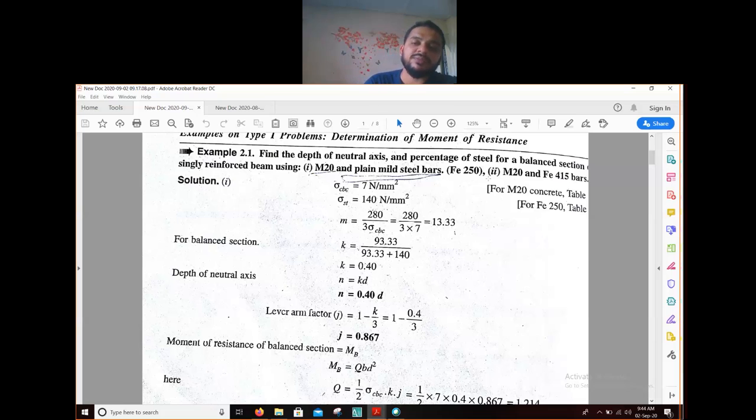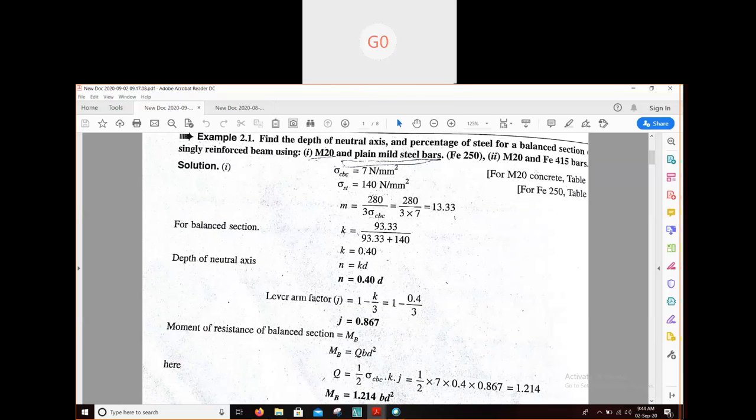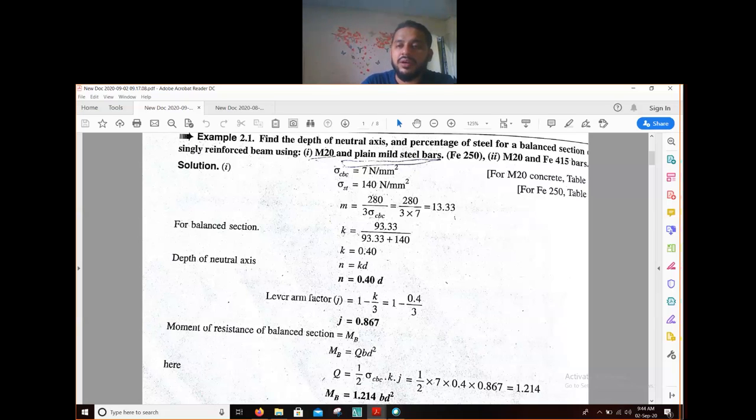So let us see the second problem. Same question, second part. M20 and FE415. Only sigma st value will be changed, because in both cases you can see we are using M20 grade of concrete. So sigma CBC value will be the same. So for FE415 bars, tell me what will be the value of sigma st from IS 456. All of you see the IS code and tell me what will be the value of sigma st for FE415.